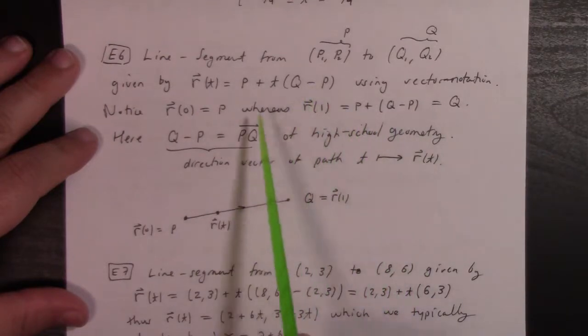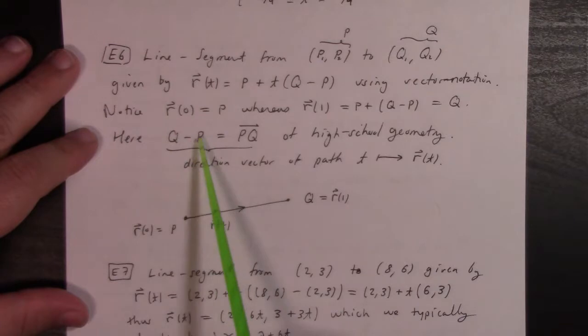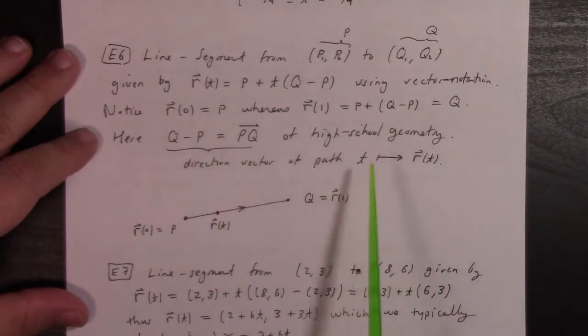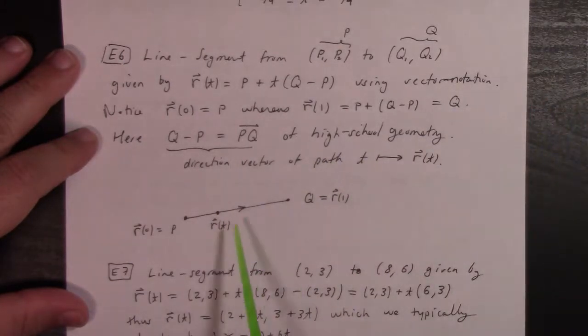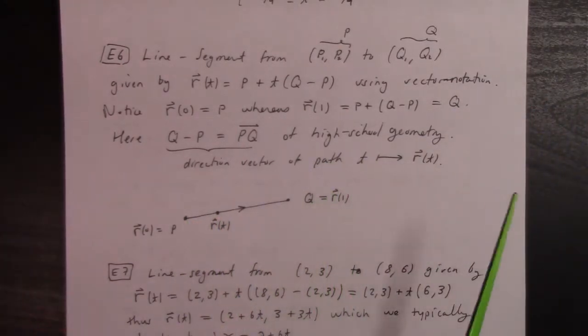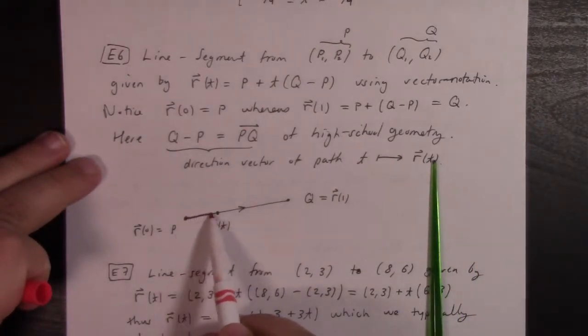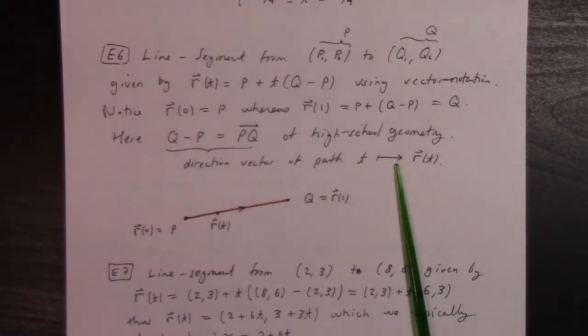By the way, Q minus P is the direction, the directed line segment from P to Q. It's right in terms of high school geometry. It also gives us the direction vector of the path from t to r(t). So here's a picture of that path, so it's kind of an abstract picture, but there it is.